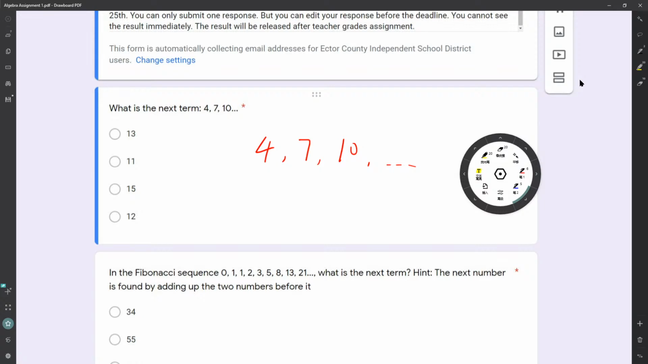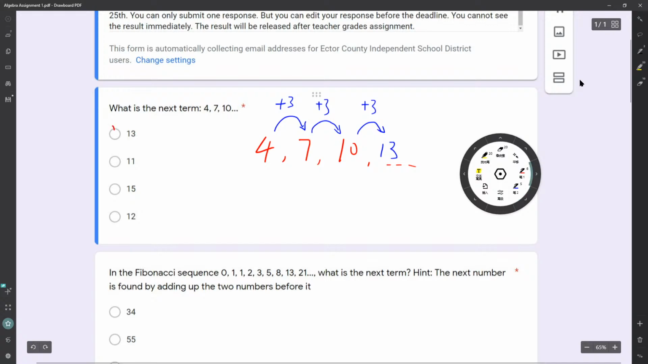We can see from the first term to the second, it goes up by 3. And from the second to the third, it goes up by 3. So we can assume that the pattern is that for each term, it goes up by 3. Therefore, we can predict based on the pattern. For the next term, it will go up by 3 from 10. So it will likely be 13: 4 to 7, 7 to 10, 10 to 13. Yes, so the answer should be 13.